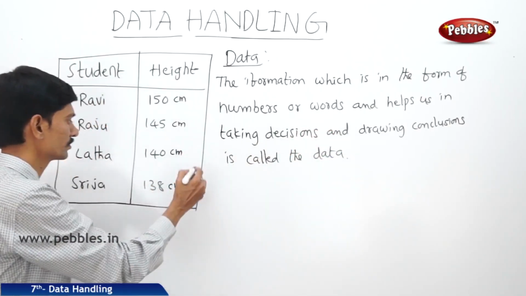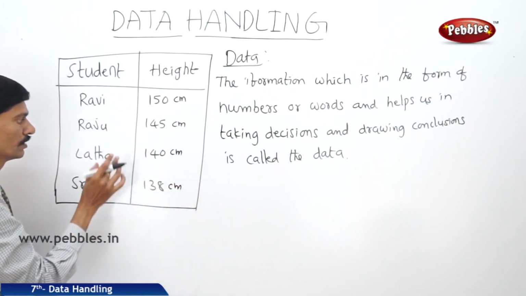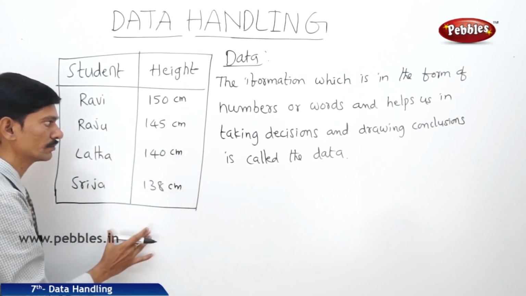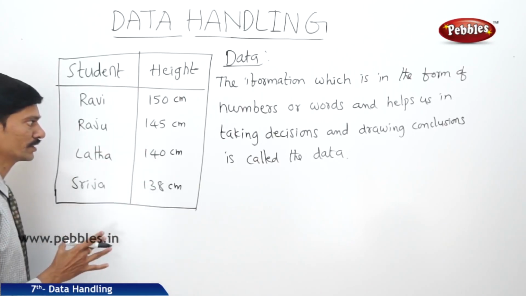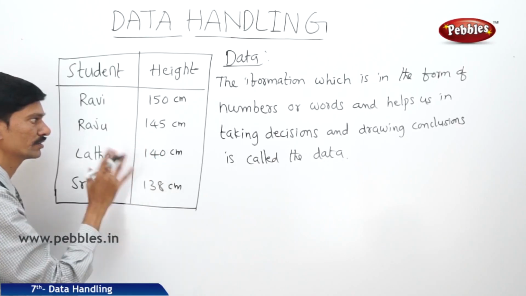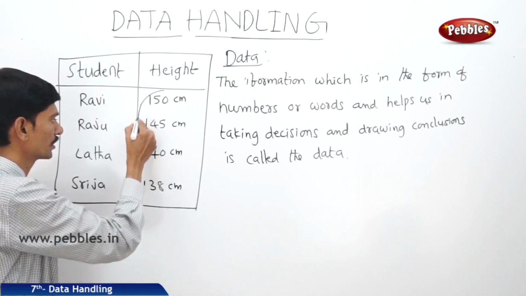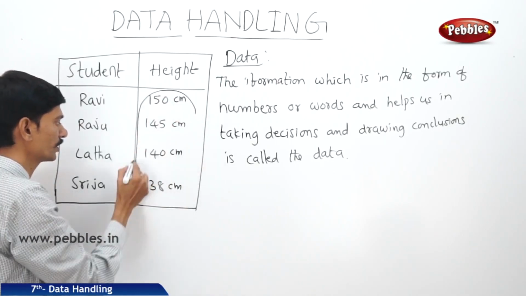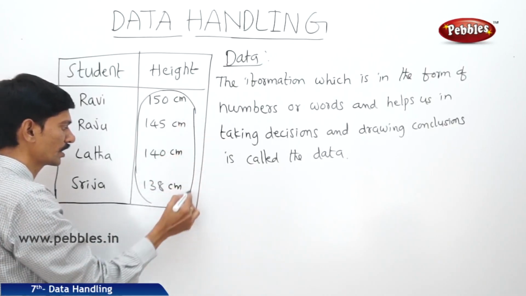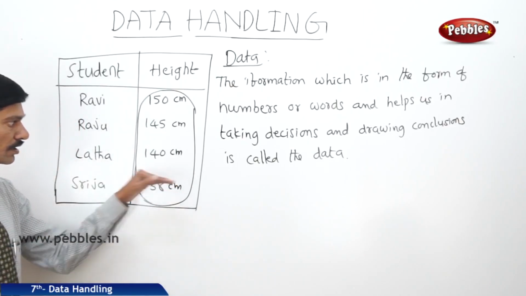Now in this data, this is the information regarding the heights of the students. So from this information, we can take some decisions and we can draw some conclusions. So this information in the form of a table and in the form of numbers or words is called the data. Now the numerical entries in the data, so this 150 centimeters, 145 centimeters, 140 centimeters, 138 centimeters, these are the numerical entries. So these numerical entries in the data are called observations.